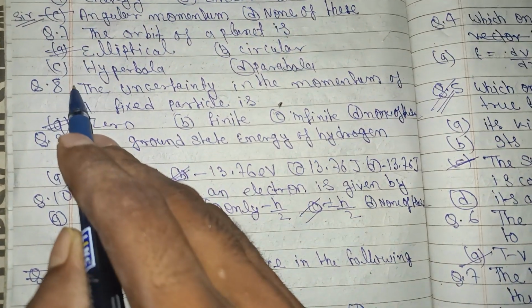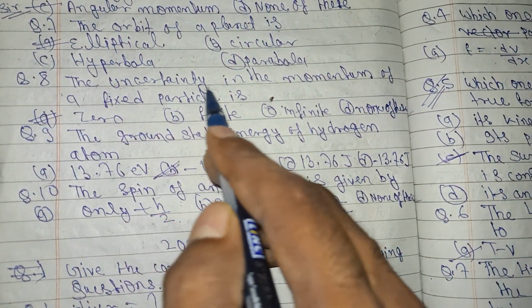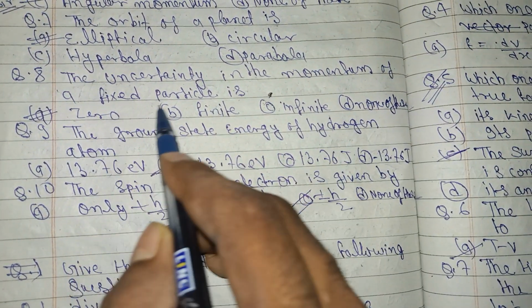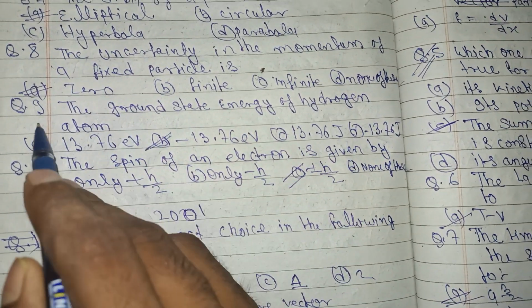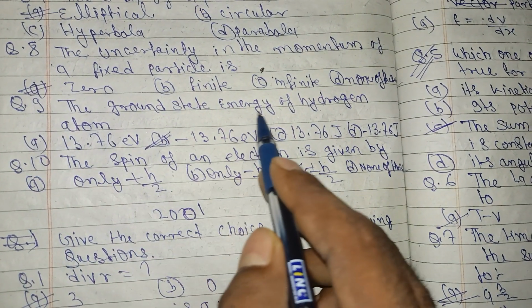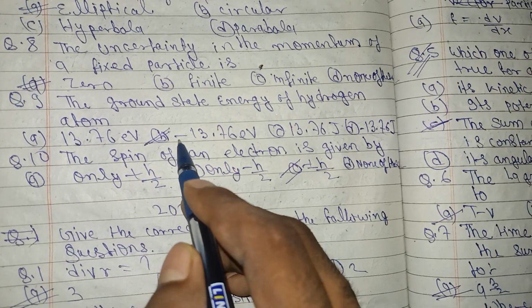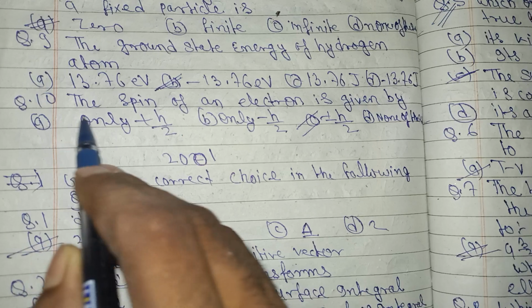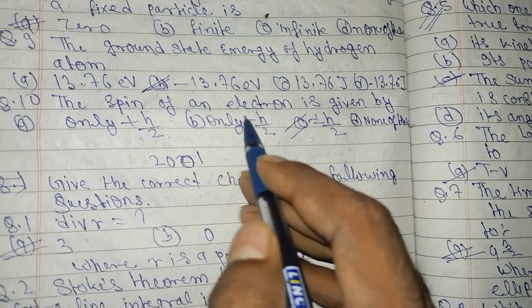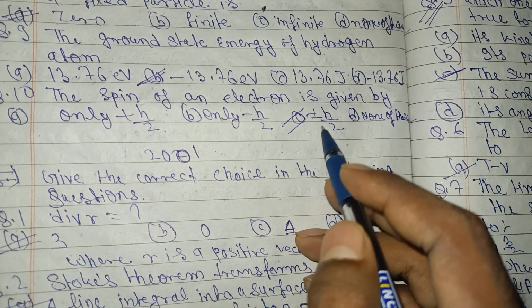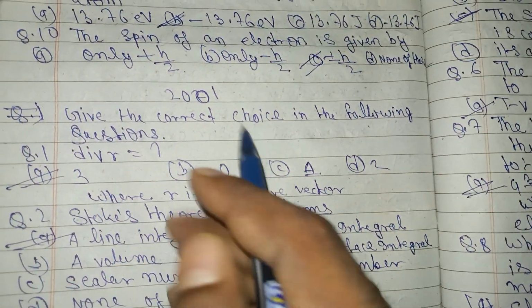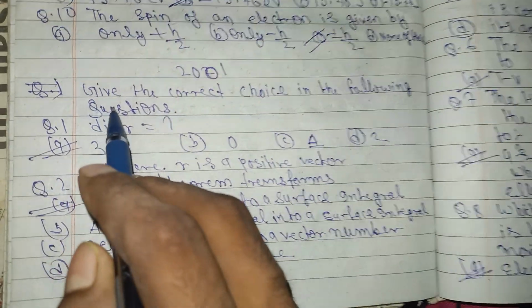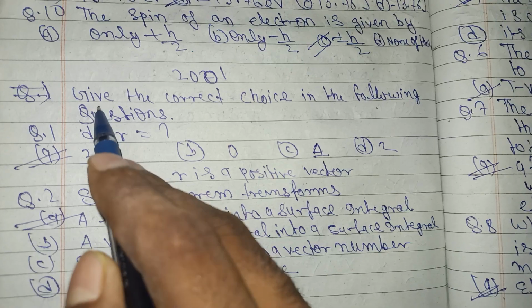And question number 8: the uncertainty in the momentum of a fixed particle is 0. And question number 9: the ground state energy of hydrogen atom is minus 13.6 electron volt. And question number 10: the spin of an electron is given by plus minus h by 2. And 2001 question paper is here, objective only.